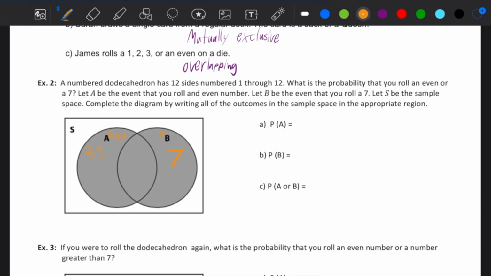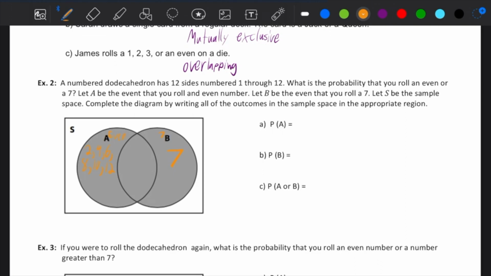And the even numbers are 2, 4, 6, and it's 12-sided. So 8, 10, and 12. And there's no overlap, so we just leave that blank. But if there were any evens that were 7, we put them there.